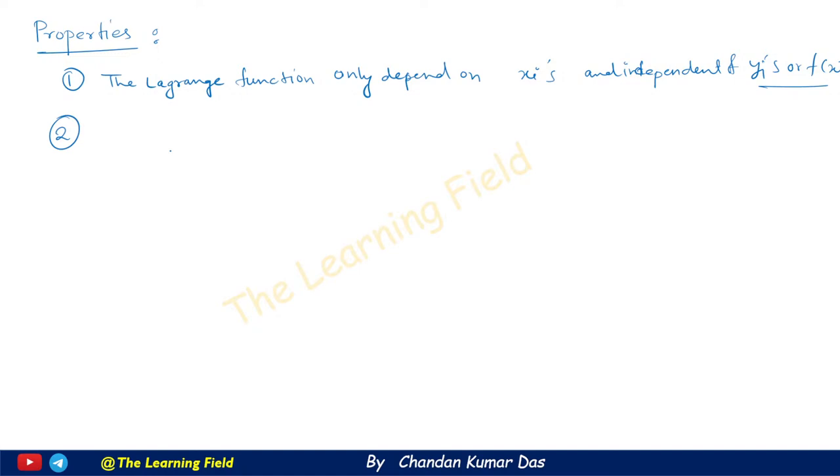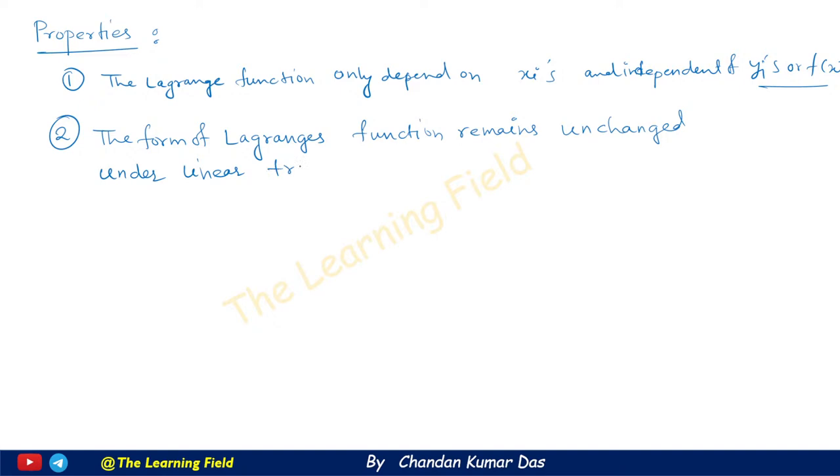Number two is that the form of Lagrange's functions remains unchanged under linear transformation.